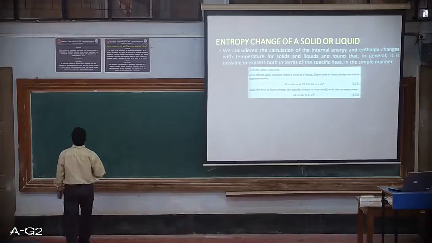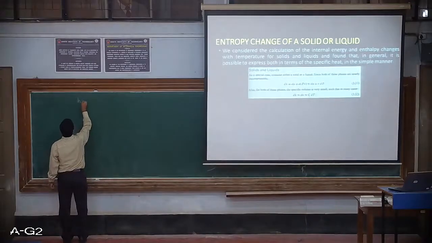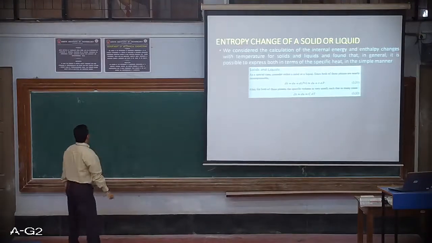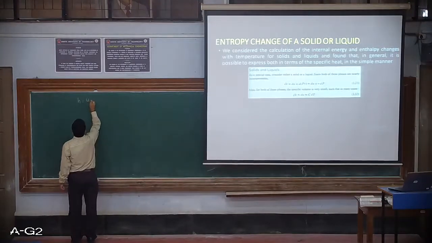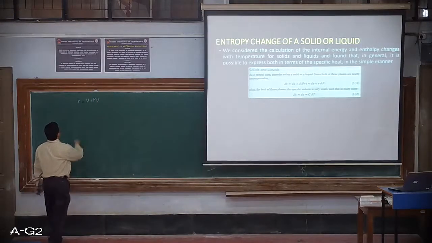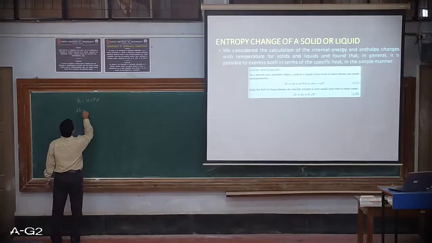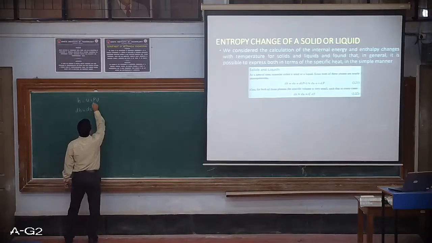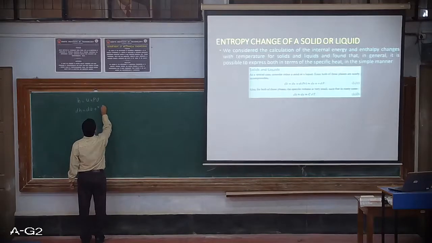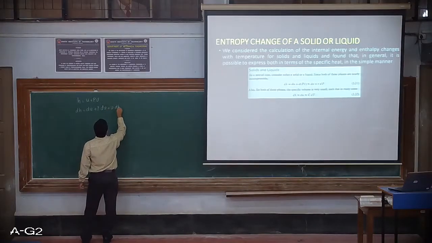Again, this equation has come from the enthalpy equation. All I'll be writing is on the specific properties. H is equal to U plus PV. Now differentiating this expression, I'll be getting dH is equal to dU plus, again by the UV method, P I'll be keeping as it is, dV, plus V into dP.